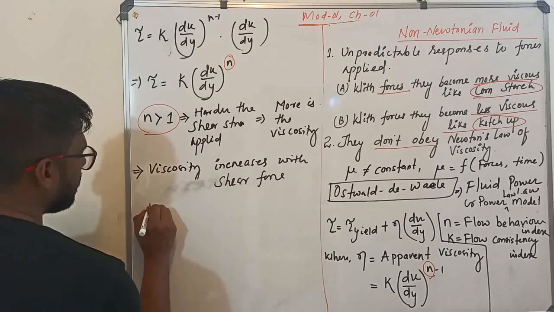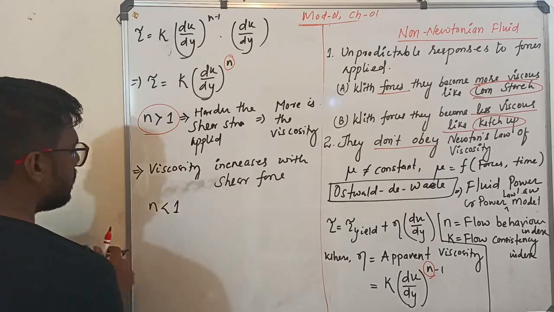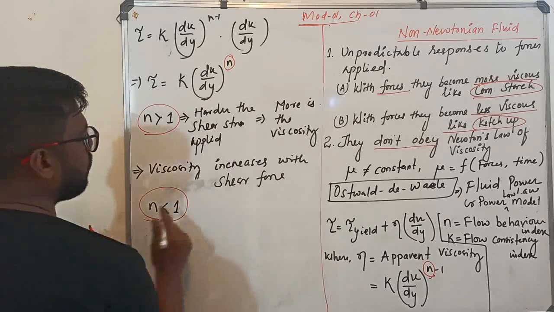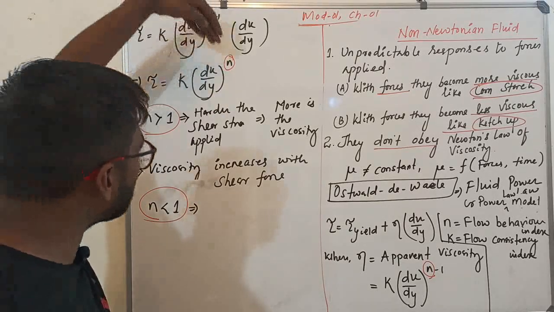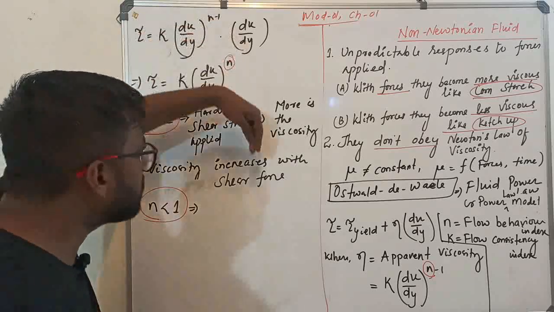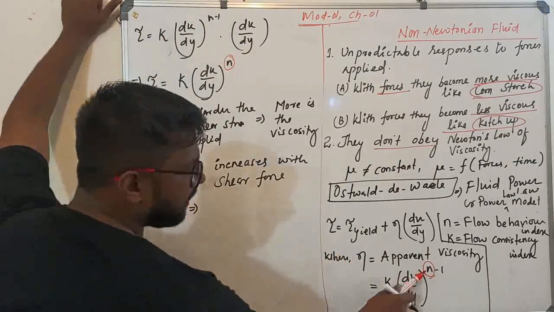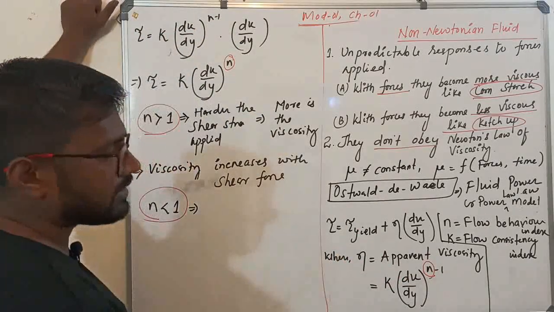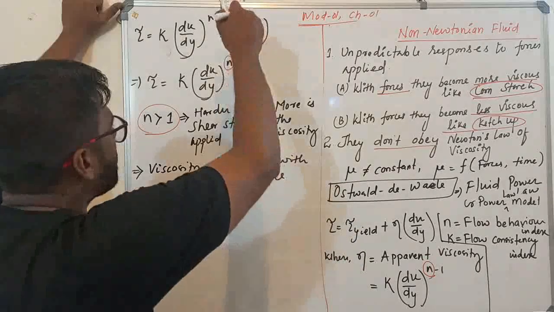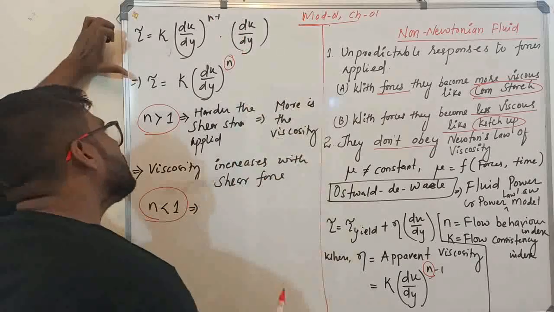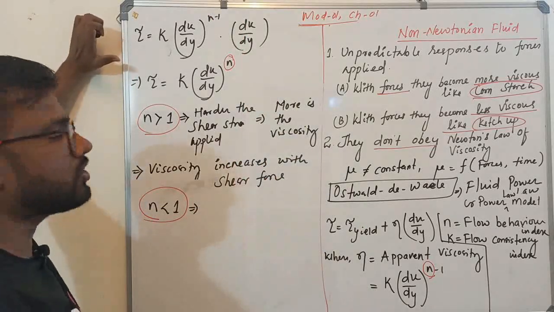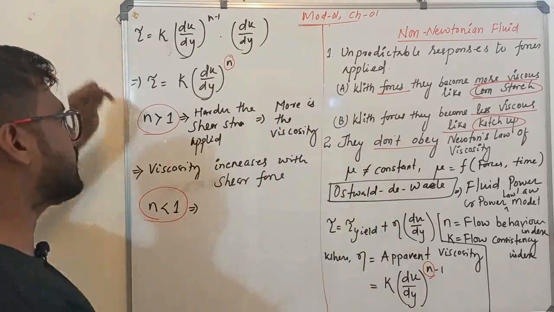Now, what if your n is less than 1? What happens to this term? Increase the shear, what happens? N is less than 1, so this value decreases. N minus 1, apparent viscosity. N is less than 1, and if you increase the force, the viscosity decreases.